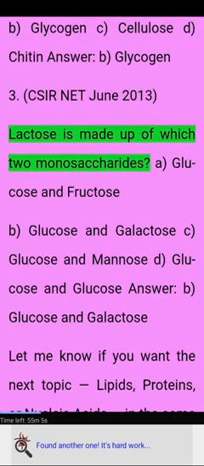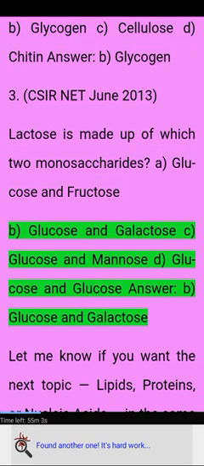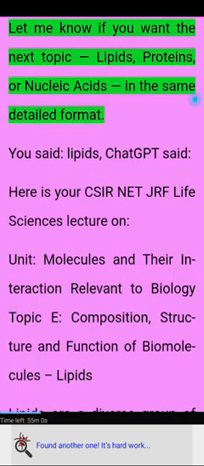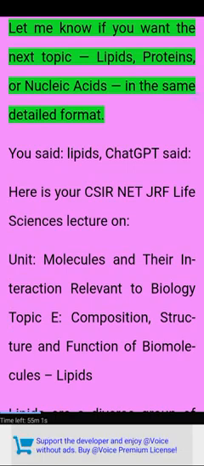3. CSIR NET June 2013. Lactose is made up of which two monosaccharides? A. Glucose and fructose. B. Glucose and galactose. C. Glucose and mannose. D. Glucose and glucose. Answer: B. Glucose and galactose.